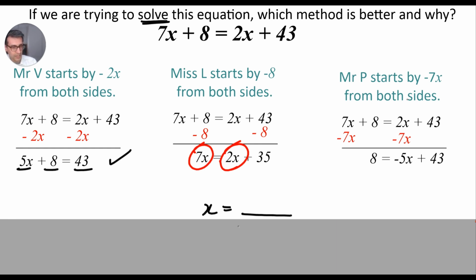And then Mr. P took away 7x from both sides. Now, the issue here is that we ended up with a negative, which is fine, but if you can avoid having to deal with them, then that's quite useful. So 5x plus 8 equals 43 is the easiest equation to continue solving here. So therefore, Mr. V was right, obviously.